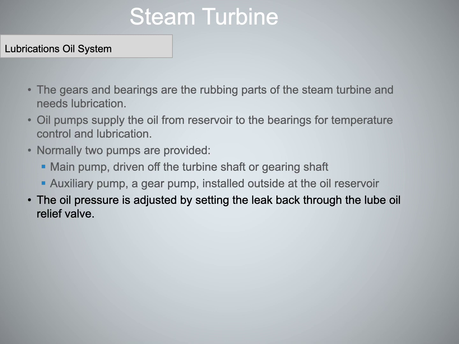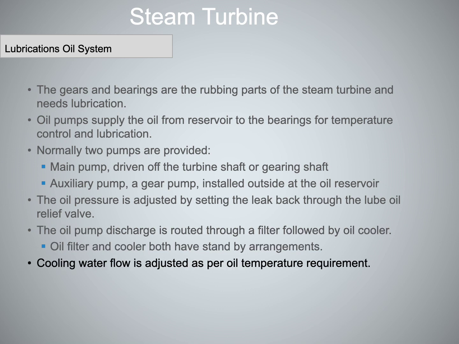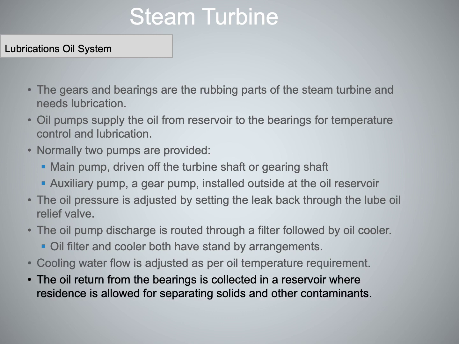The oil pressure is adjusted by setting the leak back through the lube oil relief valve. The oil pump discharge is routed through a filter followed by an oil cooler. Oil filter and cooler both have standby arrangements. Cooling water flow is adjusted as per oil temperature requirement. The oil returned from the bearings is collected in a reservoir, where residence time is allowed for separating solids and other contaminants.